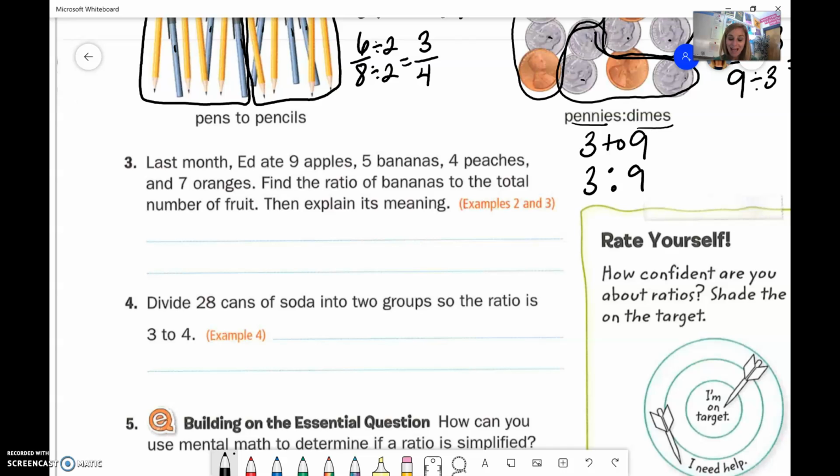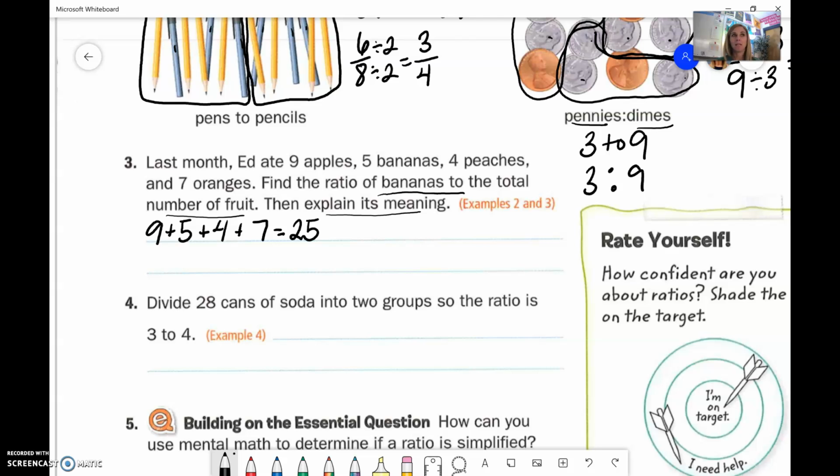Okay, so last month Ed ate 9 apples, 5 bananas, 4 peaches, and 7 oranges. Find the ratio of bananas to the total number of fruits. So we're going to figure out that ratio, and then we have to explain its meaning. So we have 9 plus 5 plus 4 peaches plus 7 oranges, which is going to give us a total of 25. Okay, so we have 25 pieces of fruit.